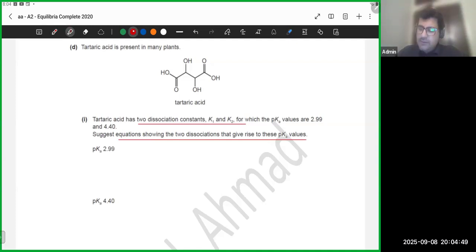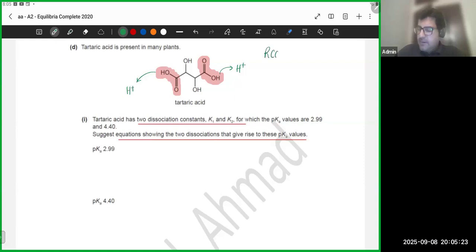Because if you look carefully, it's a little organic, but it's got two carboxylic acid groups. In the middle, there's an alcohol, but it's got two carboxylic acid groups. So what it would do is it will produce two H plus ions. One H plus ion will be produced by this carboxylic acid group, so that is going to release an H plus ion. And the other H plus ion would be produced by this one.